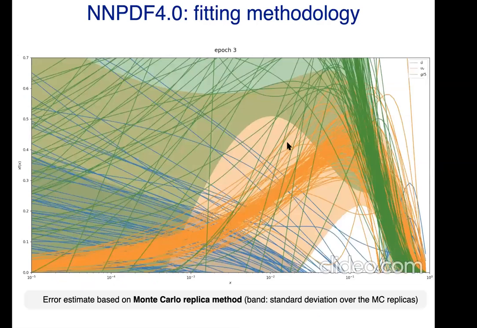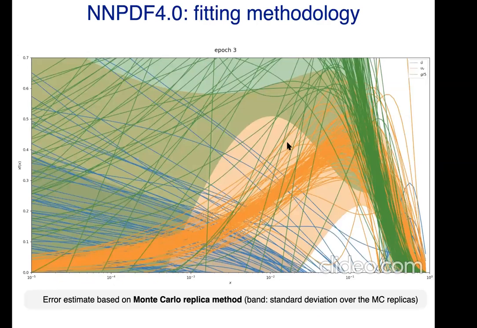Let me show you how our method works in practice. So what we do is we estimate errors using the Monte Carlo replica method, which in a nutshell means that I'm going to generate copies of the experimental data using Monte Carlo fluctuations, and then I'm going to train a neural net model in each of these replicas.